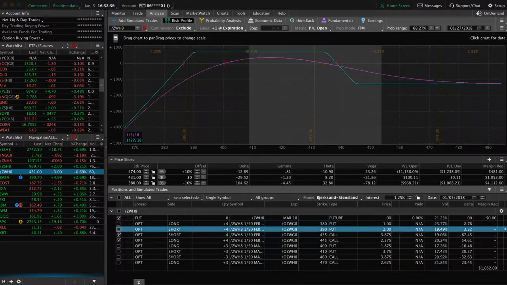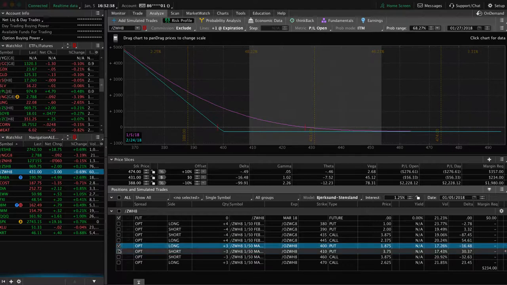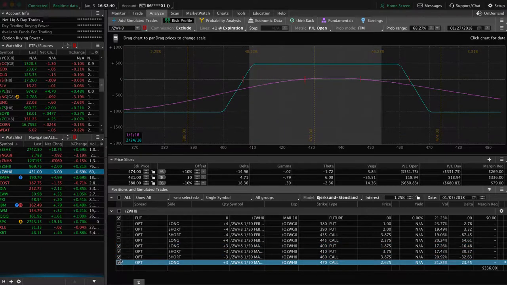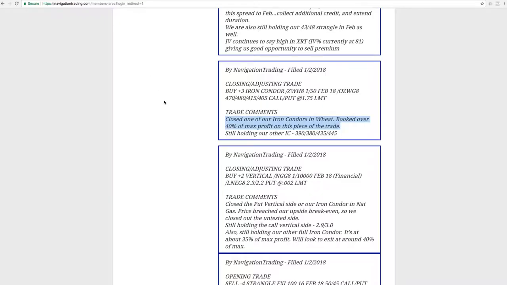And then another alert we sent out this week was adding another iron condor. In fact, this alert was today, and you can see it's still very centered, nothing to do in that one. So working our way back nicely in wheat.